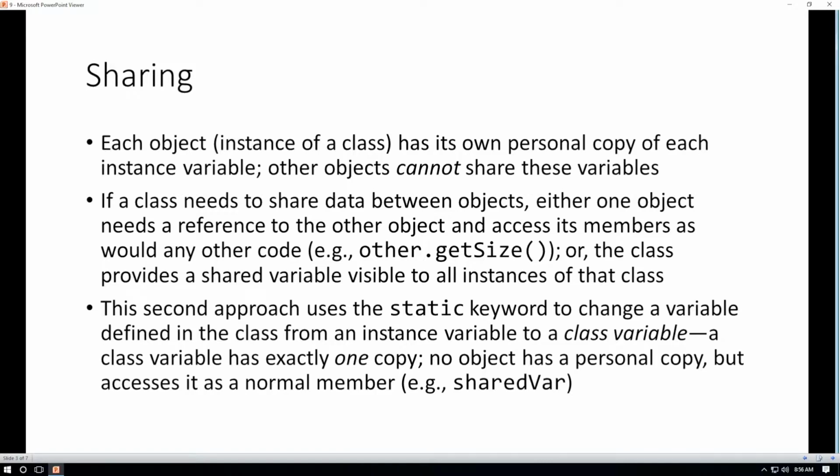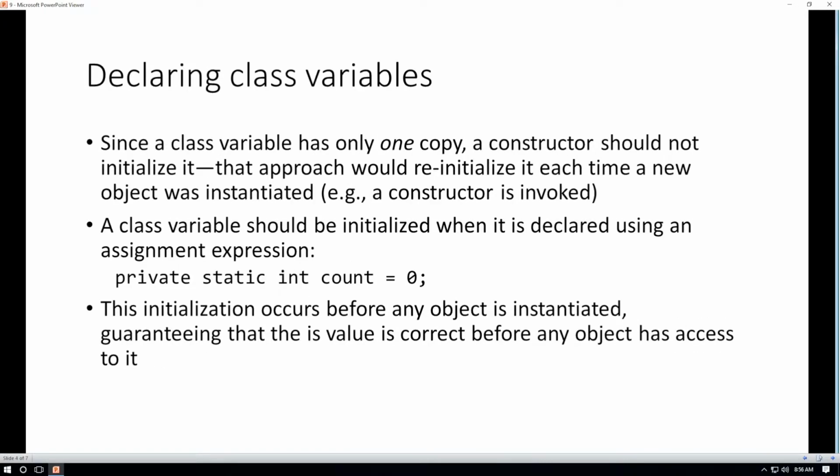Use class variables. Since a class variable has only one copy, a constructor should not be used to initialize it. Because the constructor is called each time an object is created, that means that shared variable would be initialized each time an object is created, overwriting previous values. The way to initialize a class variable is to do it right where it is declared. We use the assignment and we give it its initial value. In this case, we say static int count assign 0.